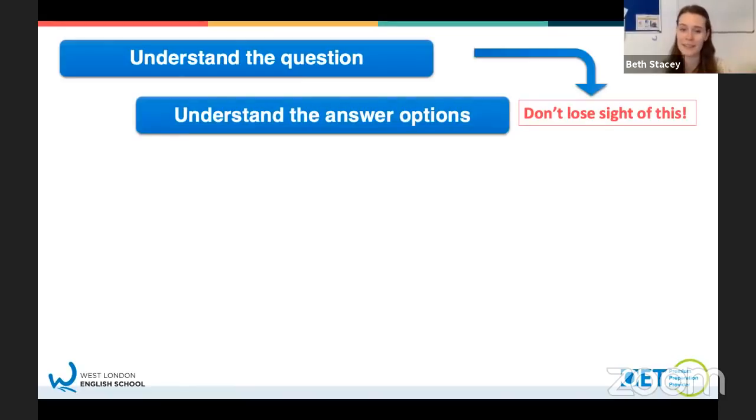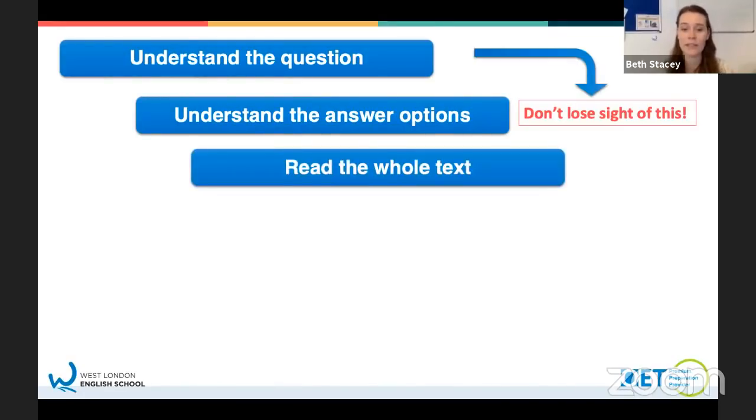Understand the answer options, exactly the same thing. Go through it word by word. Think, why is this the answer? And why are these not the answer? Read the whole text. Don't think, oh, I found the answer, and move on because you're in a hurry. Make sure you read everything.